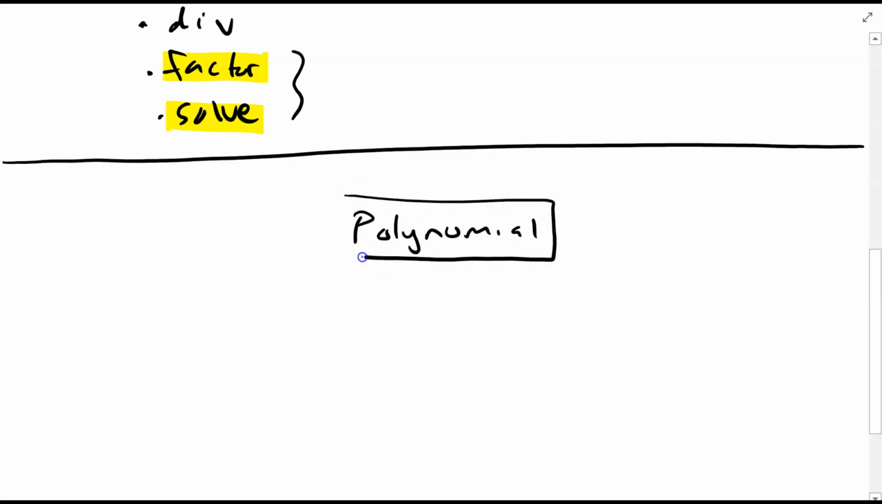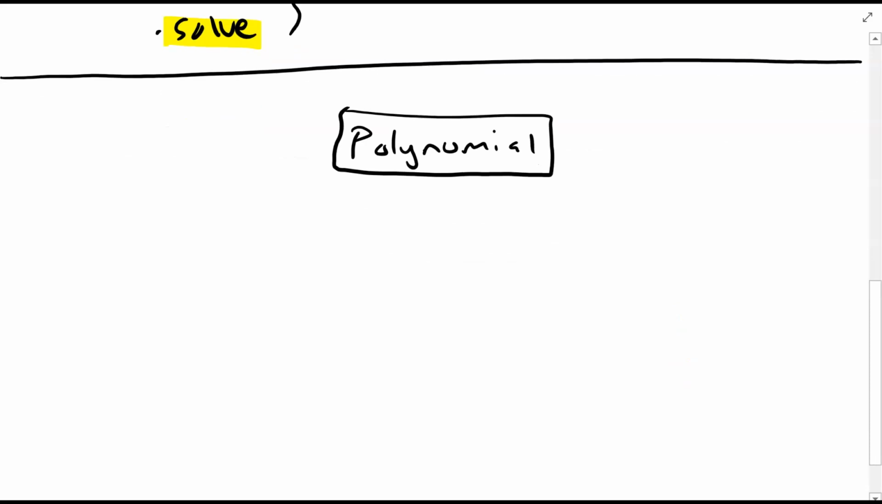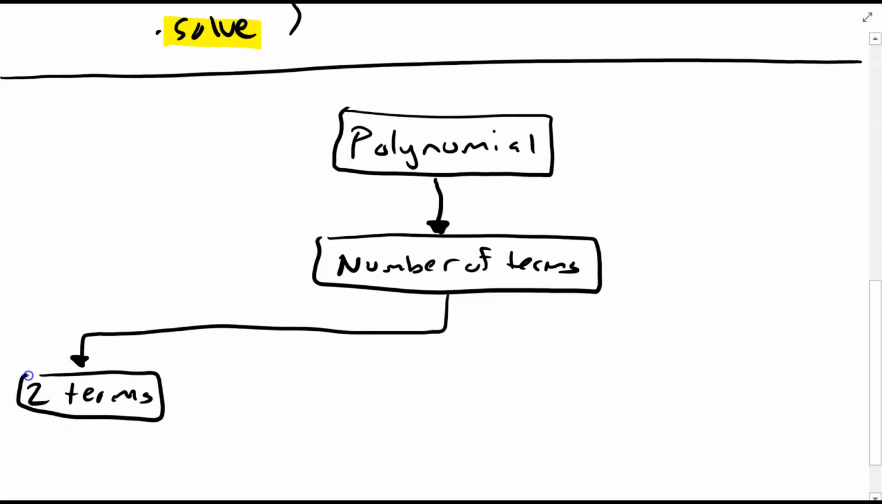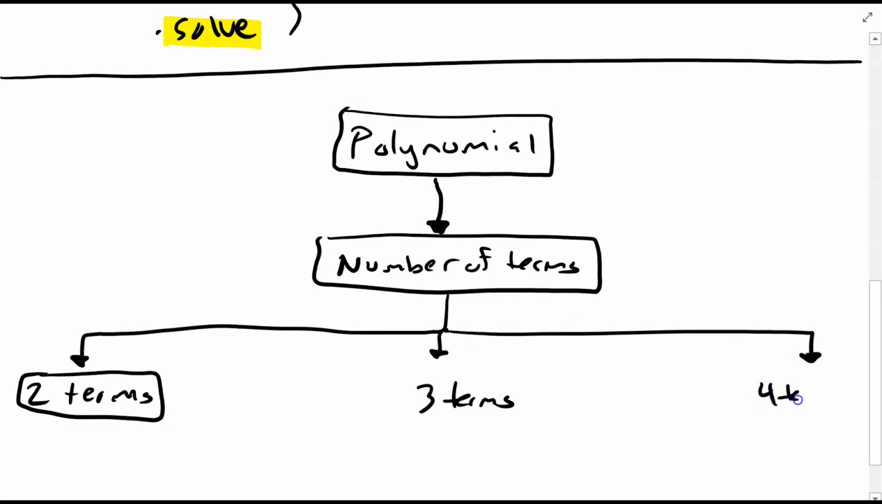So this was kind of a guide to help you factor some of these polynomials. We start with some polynomial, and then we look at the number of terms in the polynomial. And we had three possible outcomes: that there were two terms, that there were three terms, and that there were four terms.